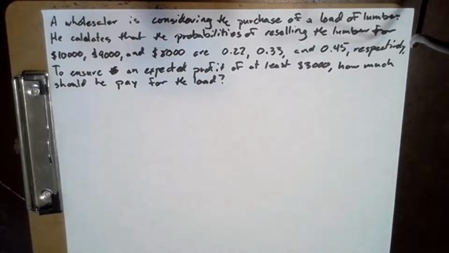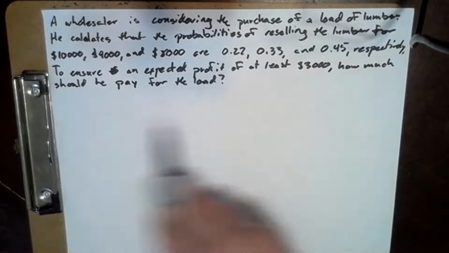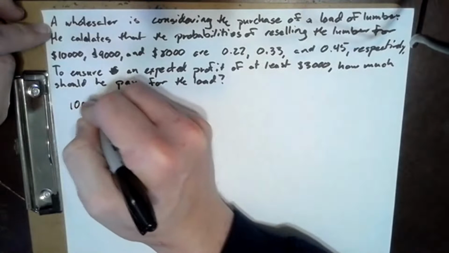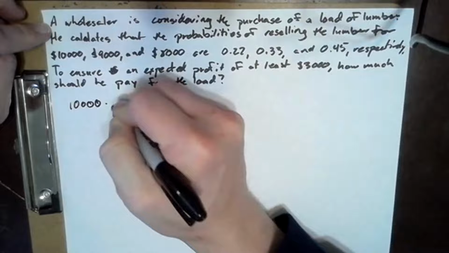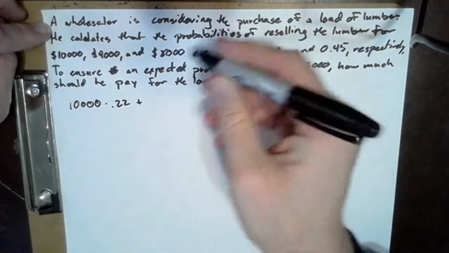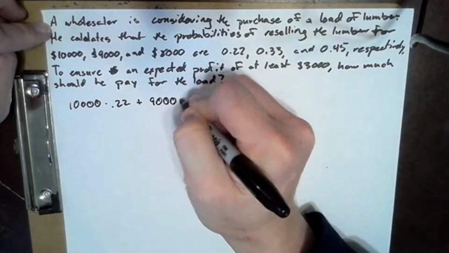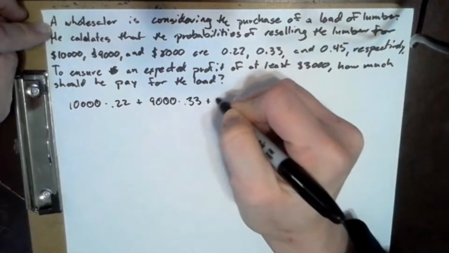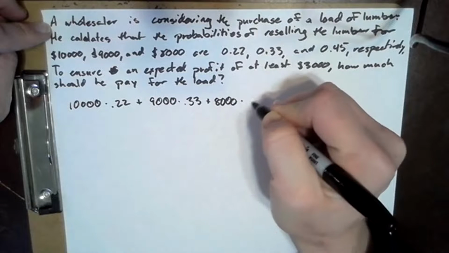So, the main thing that we want to consider here is we know what the expected profit we want is. So now we need to figure out what the expected value for these particular pieces of information are. So we've got 10,000 times 0.22 plus 9,000 times 0.33 plus 8,000 times 0.45.